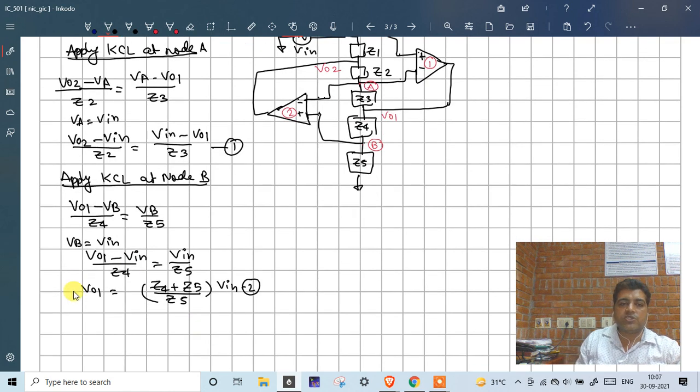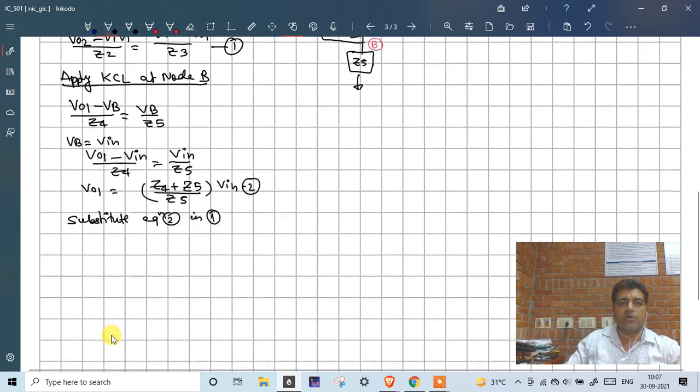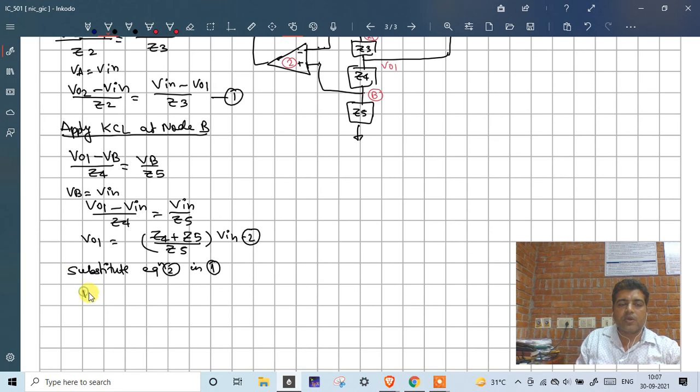Now we are going to substitute equation 2 in equation 1. What we are going to have? If we substitute them, then V02 by Z2 equal to, we can write Vin times (1 plus Z2 plus 1 plus Z3, and the case minus 1 upon Z3). In the place of V01 we are going to substitute (Z4 plus Z5) by Z5 into Vin. So we are taking Vin and solving it. So what we are going to have?